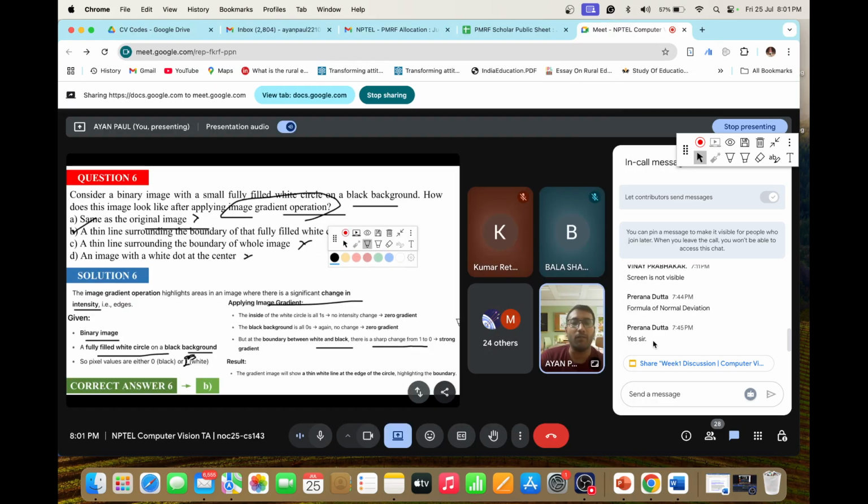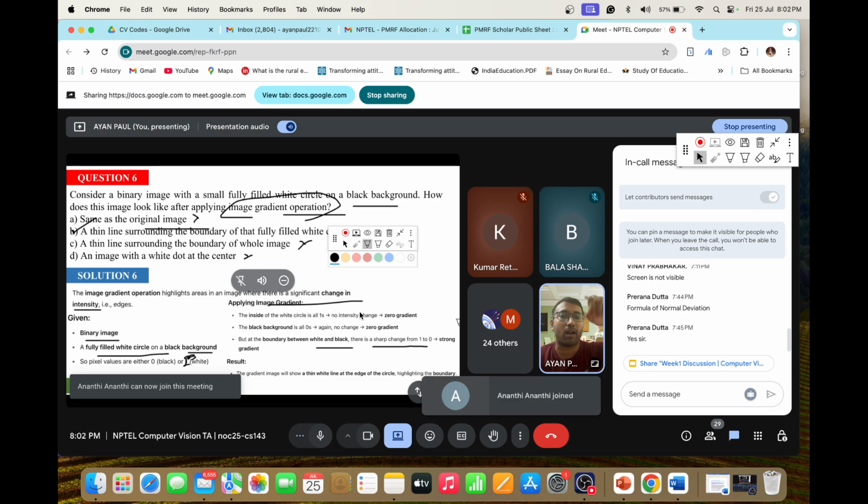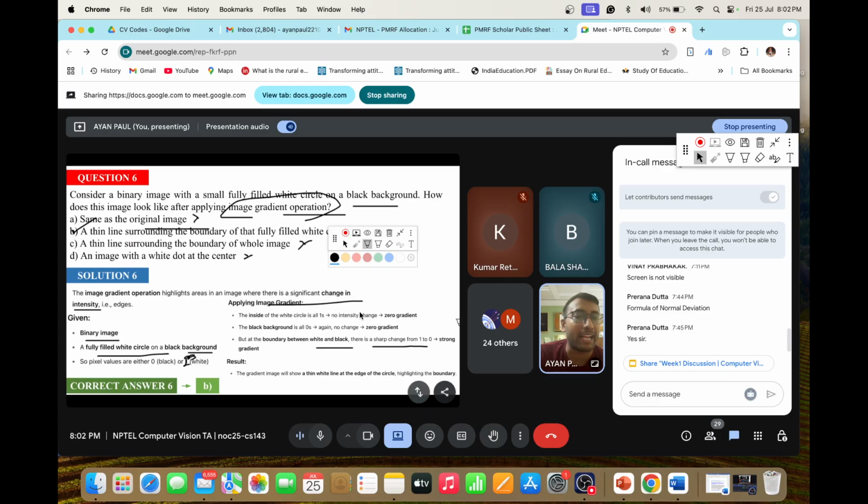Is it clear to all of you what has been told in the question? Clear, right? Again I am repeating: we have a black background image, and in between there is a white circle. We have been asked what will happen if we apply the gradient operation. We know that applying the gradient operation detects edges. The edge will be detected where there is a sudden or abrupt change, and that will be your edge.